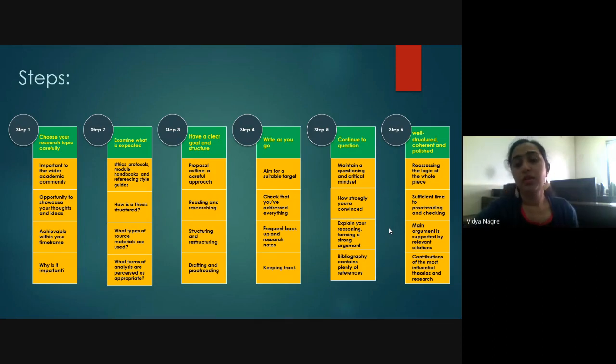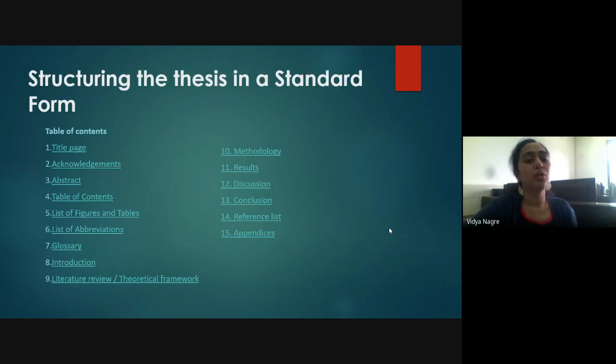Main argument should always be supported by the relevant citation. So whatever references you have mentioned, please write those down, either in the footnote and even in the bibliography. Cite those out. Contribution of the most influential theories and researchers should also be cited and included.